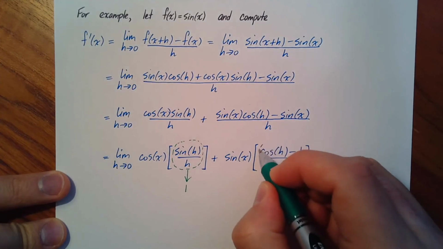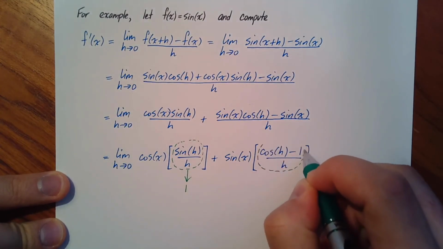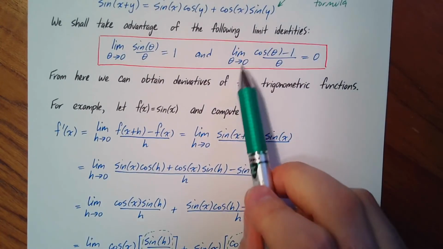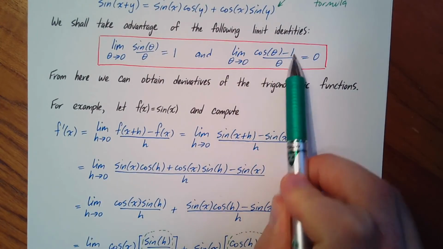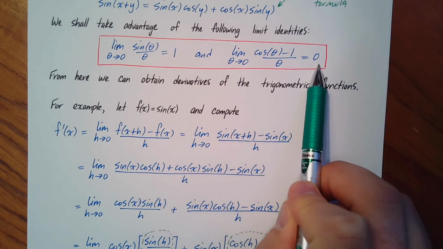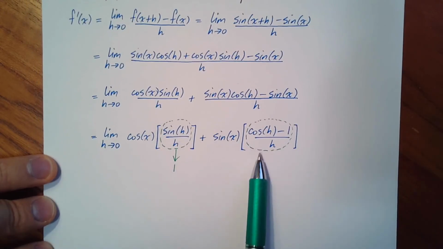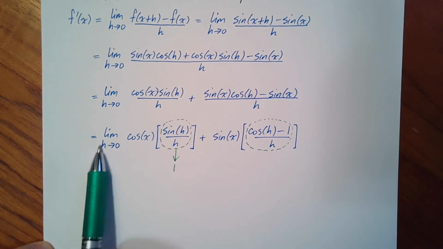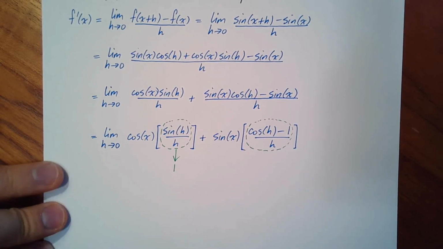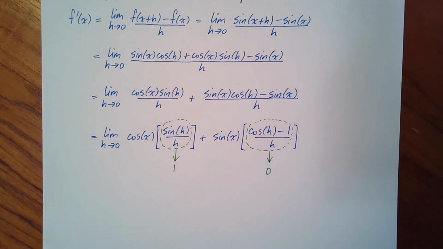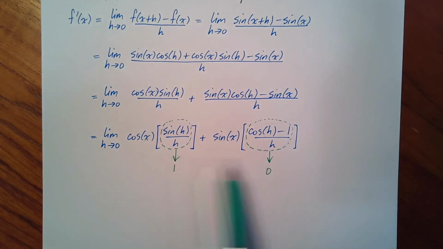And this fraction in here, we can apply the other limit identity. The limit as theta goes to 0 of cosine theta minus 1 over theta gives you 0, based on this identity. So again, down here the only difference is the variable h. But still, h is exactly the variable that's going to 0, so it doesn't matter what you call the variable. This is approaching 0.